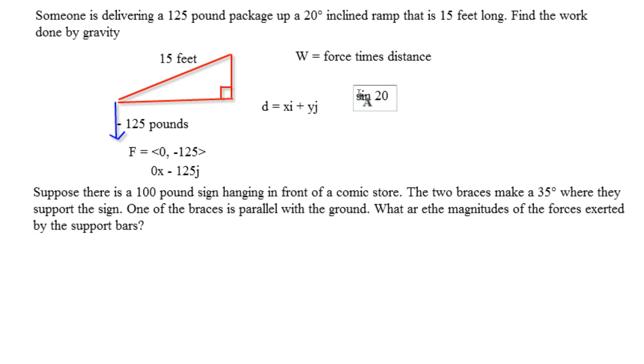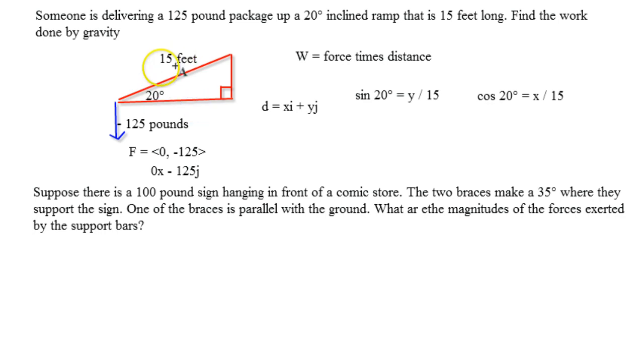Sine of 20 degrees is going to be equal to x divided by 15. Oops, nope, that would be y divided by 15. Okay, and cosine of 20 degrees is going to be x divided by 15. Now why do I look at it that way?